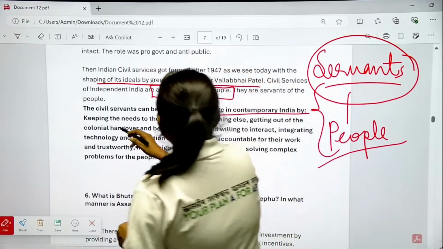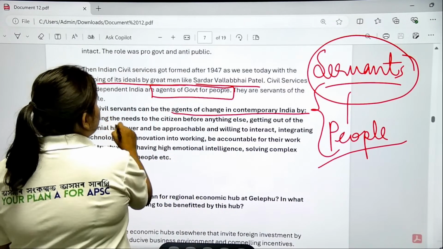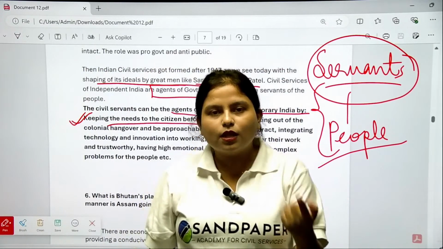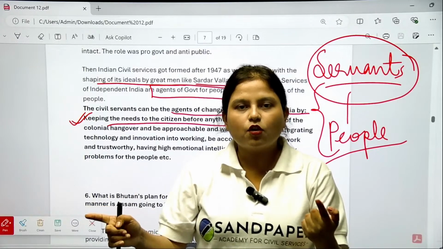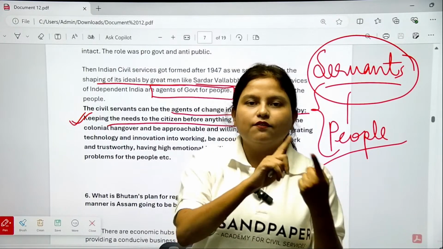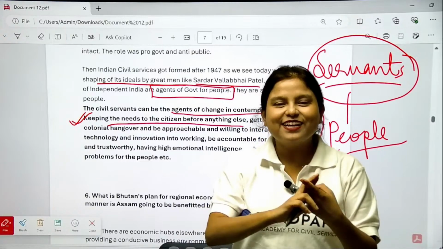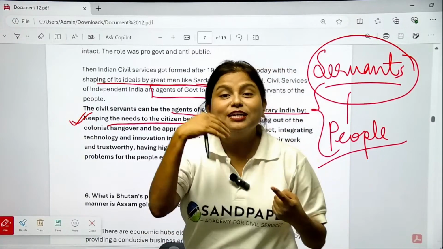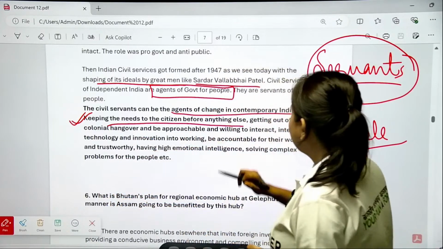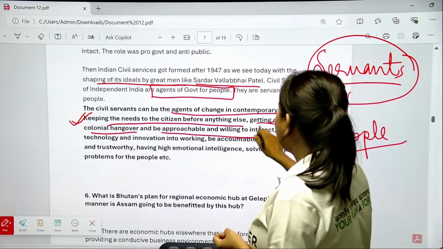So what changes can be brought by an ideal Indian civil servant? The civil servants can be agents of change in contemporary India by keeping the needs of the citizen before anything else. Number one thing, what change do we have to make from the colonial hangover? We have to let go of the supremacy, whatever is in the hangover, and civil servants have to behave like servants of people and keep the needs of the people ahead of anything else. So, keeping the needs of the citizen before anything else, getting out of the colonial hangover, and be approachable and willing to interact.